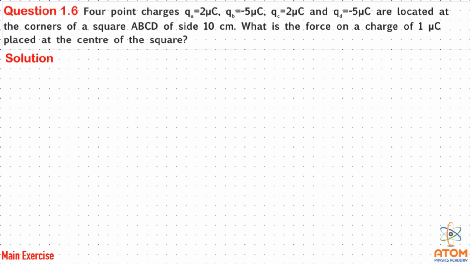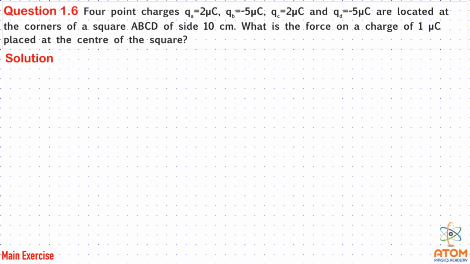Let's see question 1.6. Four point charges QA that is 2 microcoulomb, QB that is minus 5 microcoulomb, QC that is 2 microcoulomb and QD that is minus 5 microcoulomb are located at the corners of a square ABCD of side 10 centimeter. What is the force on the charge of 1 microcoulomb placed at the center of the square? We need to find out the force on the charge which is at the center of this square.